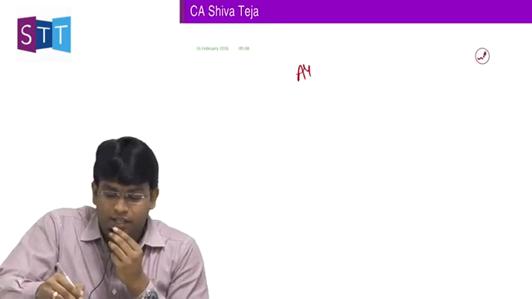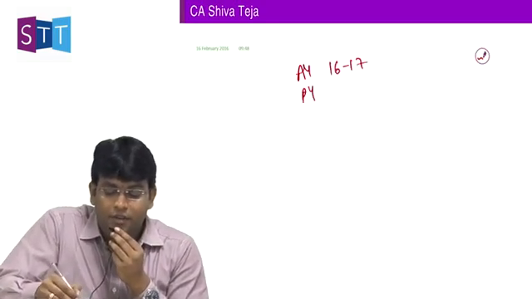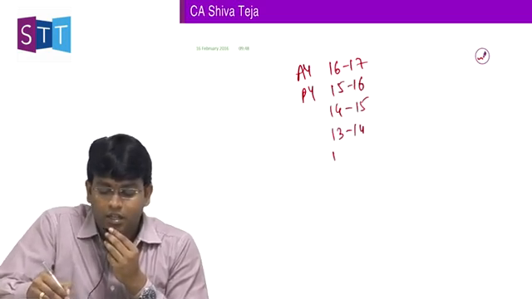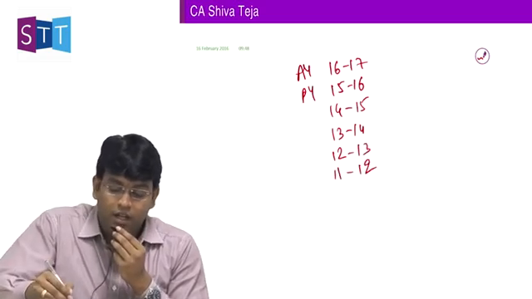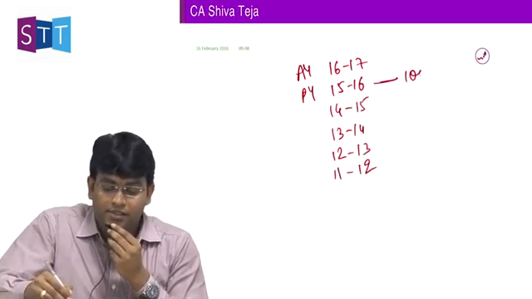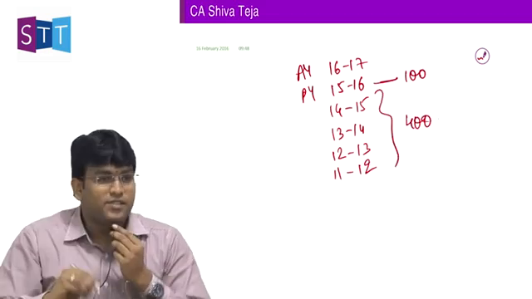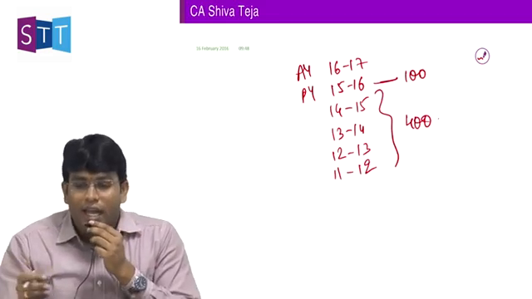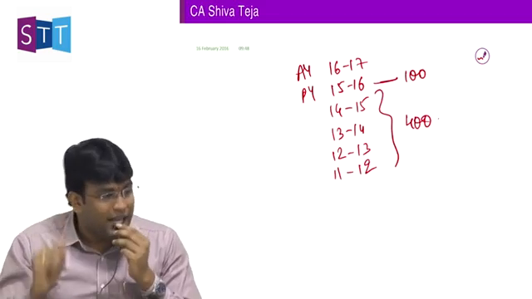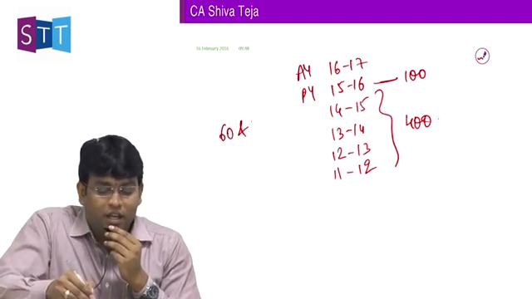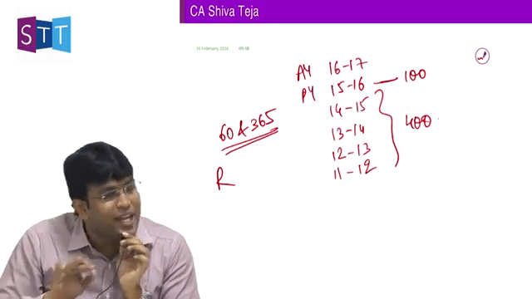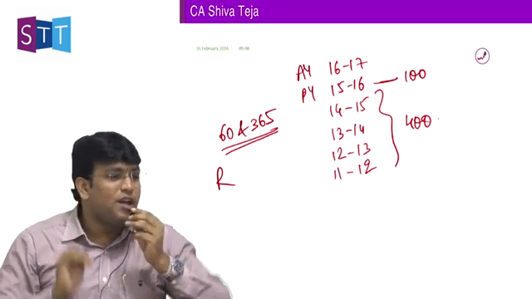Please concentrate, sir. How do we calculate the status? AY 16-17, PY 15-16. Four years previous: 14-15, 13-14, 12-13, 11-12. How many days in each previous year? 100 days. Last 4 years, 400 days. Can he satisfy the first basic condition? No. Can he satisfy the second basic condition? Yes, that is 60 and 365. So his status is definitely R. If it is R, the story will continue. If NR, the story is over. If it is R, what do we look at next?